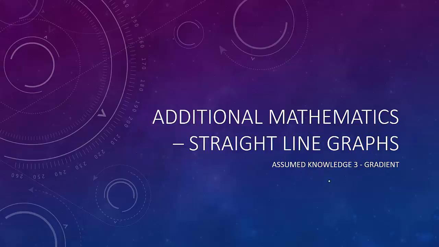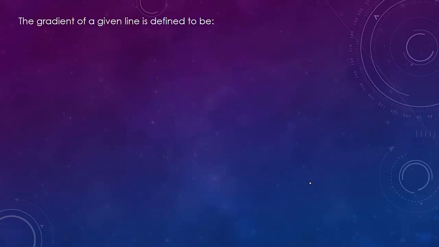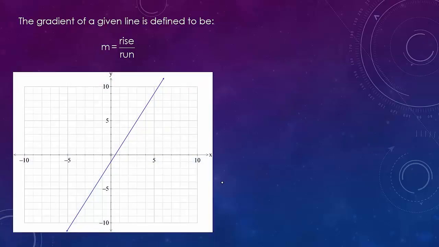Assume knowledge 3, gradient. The gradient of a given line is defined to be the ratio rise divided by run, and we use the letter m for gradient. So let's look at a couple of situations.